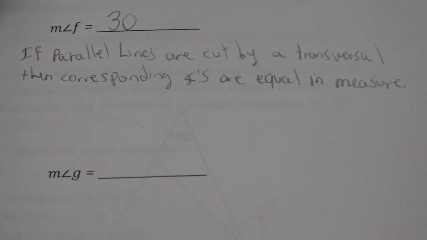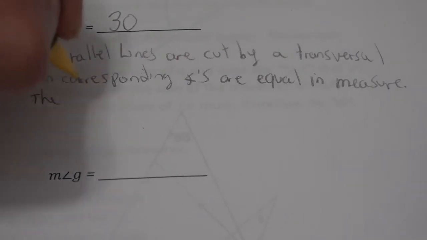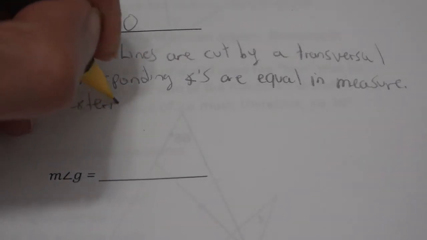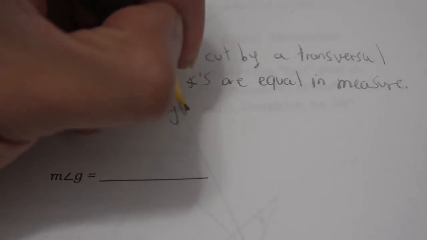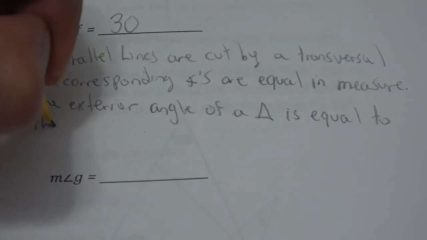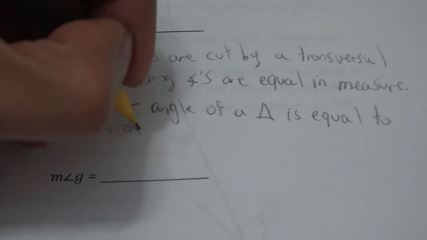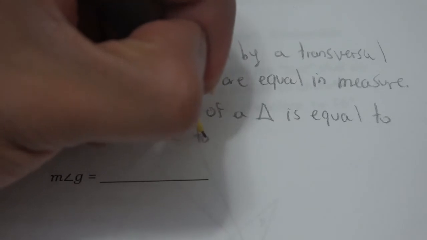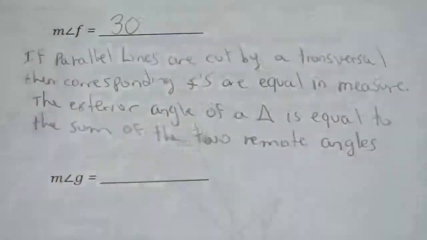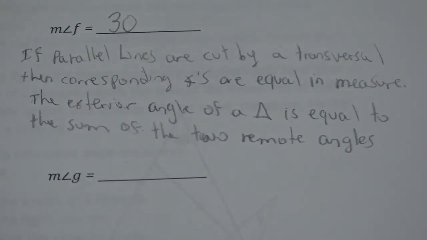Easy, okay. The exterior angle of a triangle is equal to the sum of the two non-adjacent, or if you want to write, the two remote angles. As simple as that. Okay? All right, let's find measure of angle G.